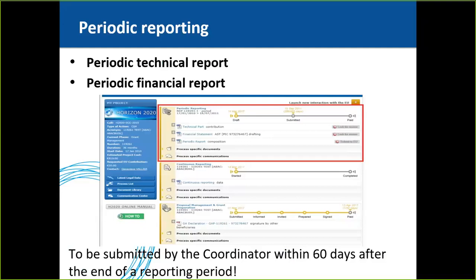The number of periodic reports depends on the duration of the project. Typically, for example, if you have a project of 36 months, then you will have only one periodic report at around month 18. And then you will also have, of course, the final report at the end.